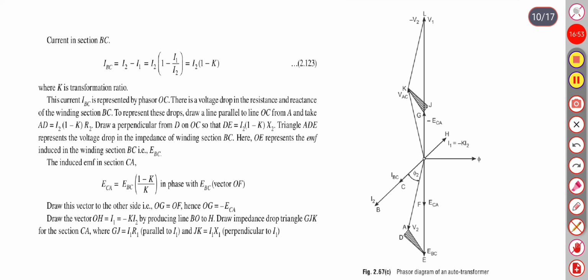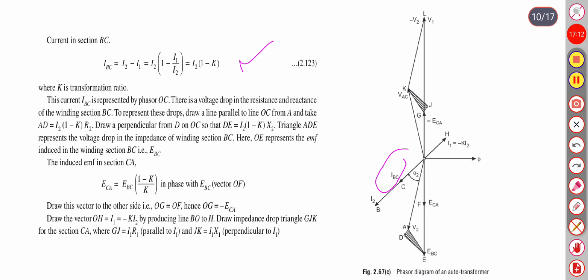Current in BC will be I2 minus I1, so it will become I2 (1 minus K), where K is the transformation ratio. This current IBC is represented by phasor diagram OC. This is IBC.